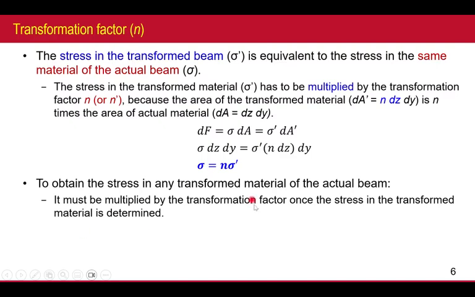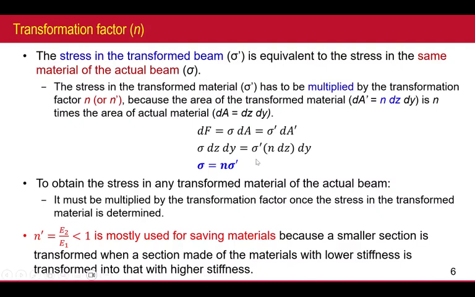So that's why, to obtain the stress in any transformed material of the actual beam, it must be multiplied by the transformation factor, once the stress in a transformed material is determined from the flexure equation. Sigma is equal to negative My over I.